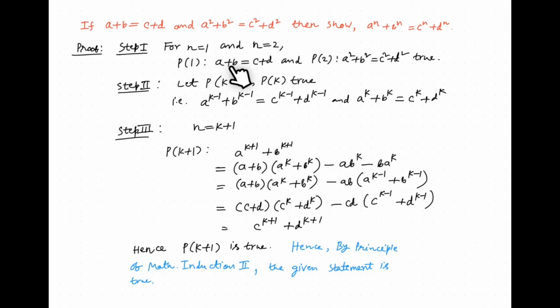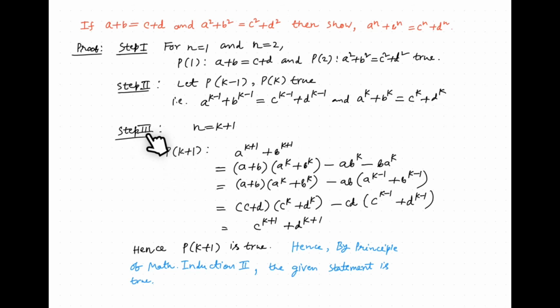So we see that P1 is true, as it is given a plus b equals c plus d, and we also see that P2 is true by the given condition. So the verification step, that is step 1, is done. For step 2, we will assume that Pk minus 1 and Pk both are true, then we will prove that Pk plus 1 is true. Now Pk minus 1 true means a to the power k minus 1 plus b to the power k minus 1 is c to the power k minus 1 plus d to the power k minus 1. Similarly, we assumed Pk is also true, that is a to the power k plus b to the power k is c to the power k plus d to the power k.